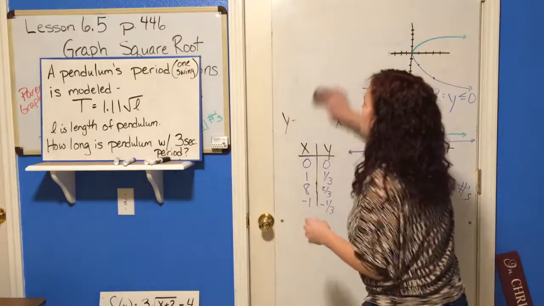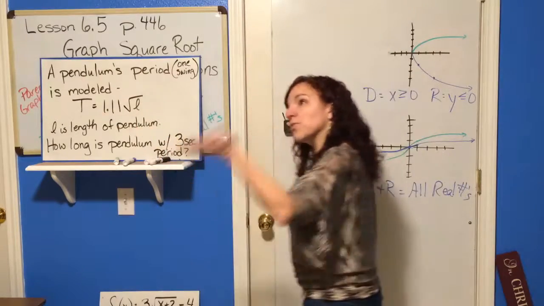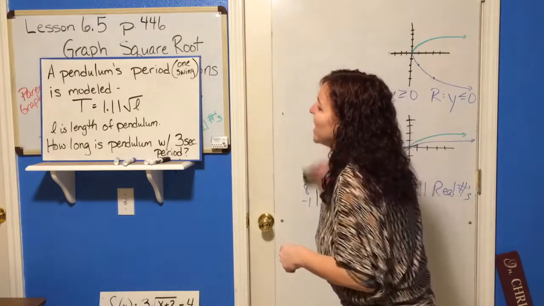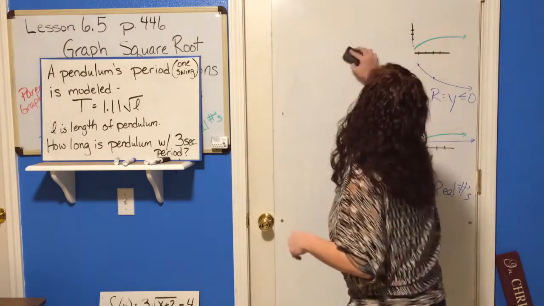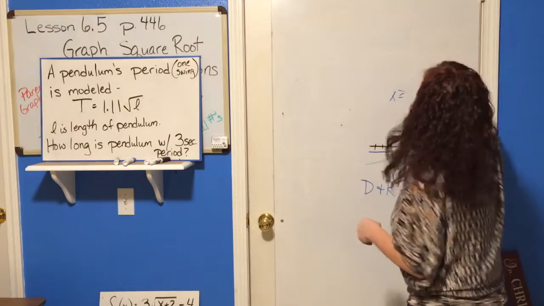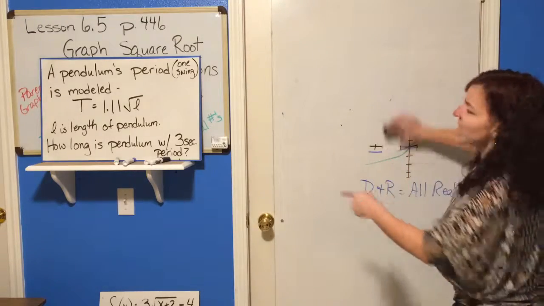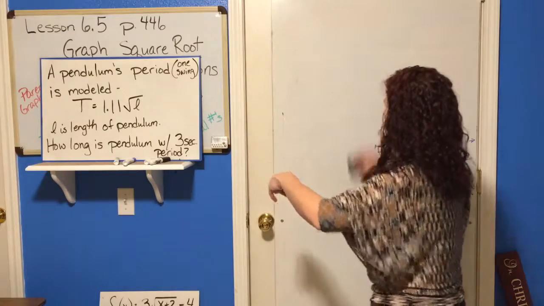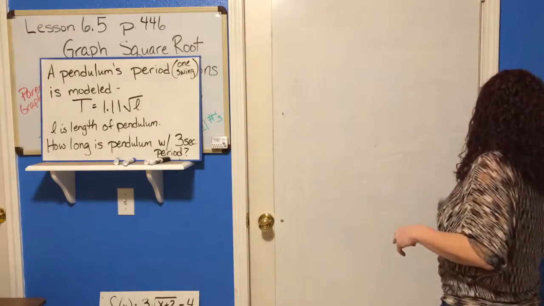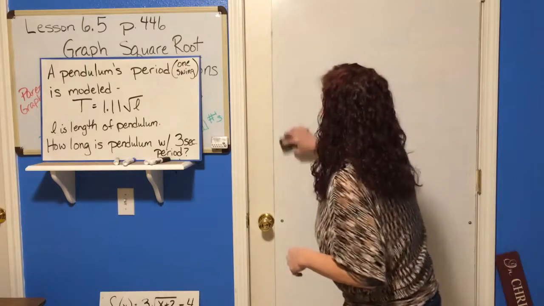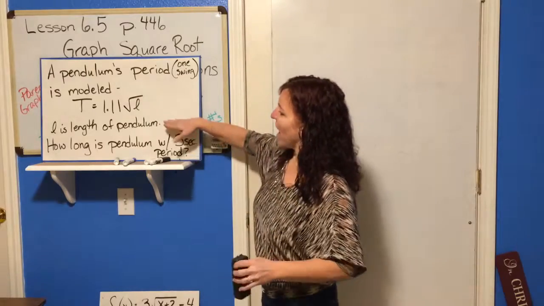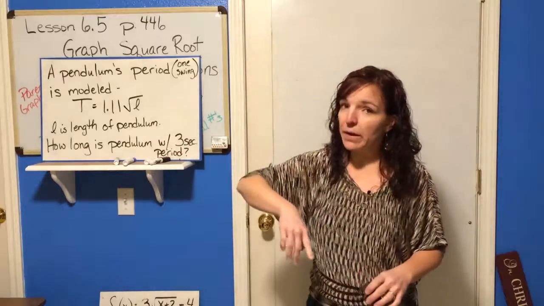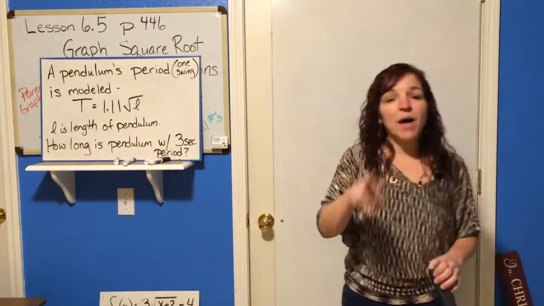A pendulum's period, which is, a period is one swing, so from this side to that side is its period. And the period is modeled by t equals 1.11 times the square root of L, where L is the length of the pendulum. T stands for the length of the time of its period. All right, so here's what happens. I want to know, if the L is the length of the pendulum, how long is a pendulum with a 3-second period? Now, you've got a couple of options here.